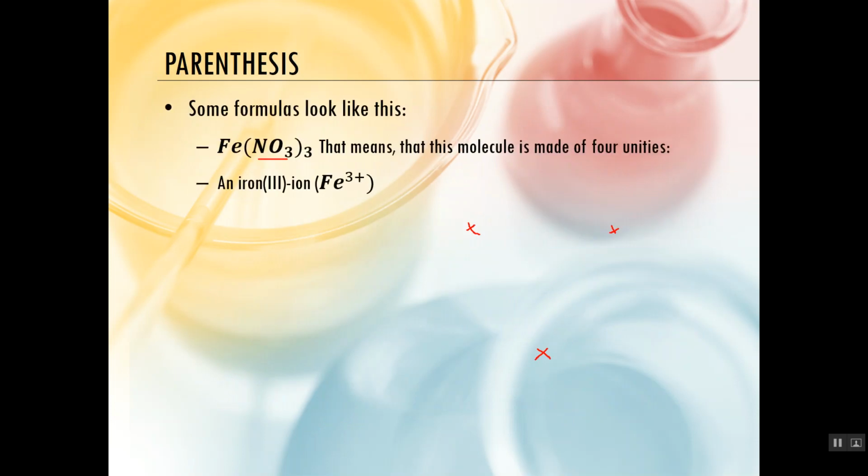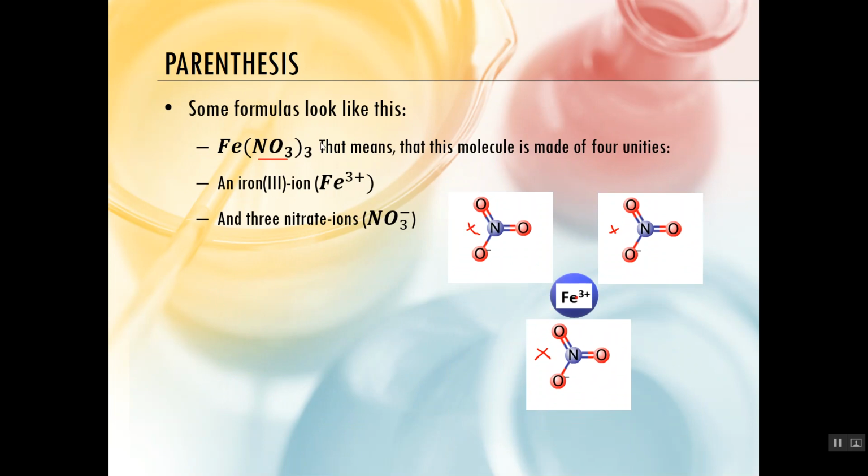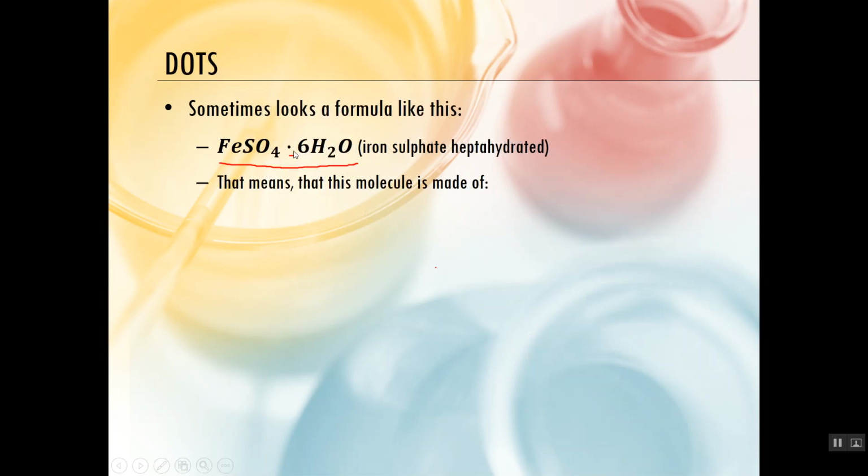There are the parentheses, which means there are as many molecules, each one with its singular formula, indicated by the number which is outside the parenthesis. And there are the dots, which represent how many molecules are trapped into the crystal.